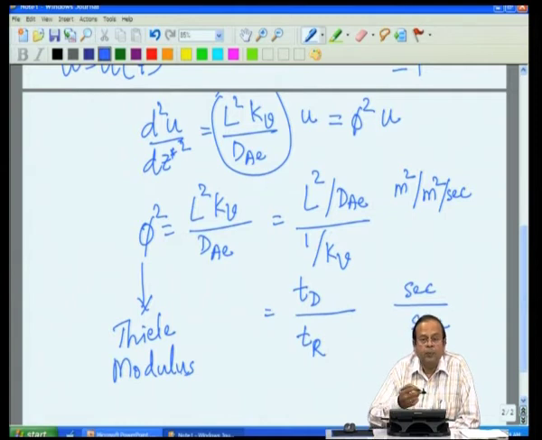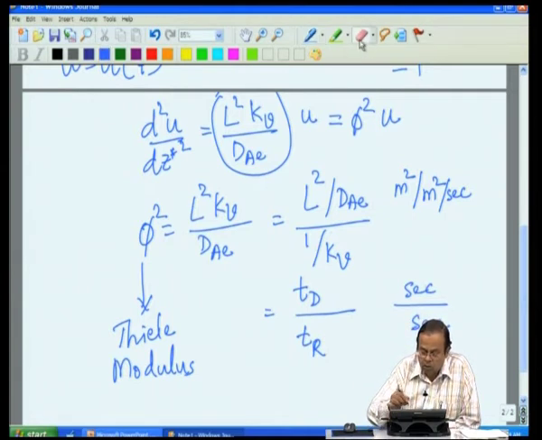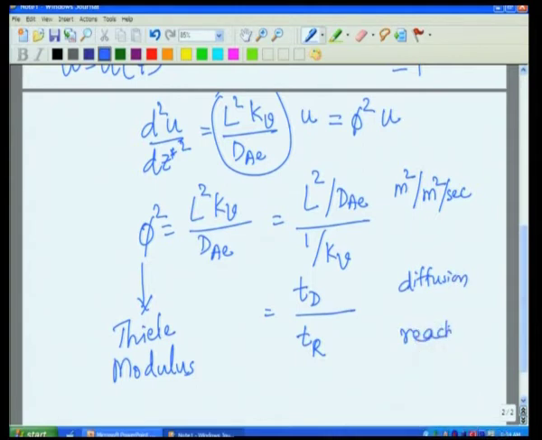It means that our Thiele modulus is actually comparing two different phenomena, diffusion and reaction, and that is natural because these are the two phenomena occurring, diffusion with chemical reaction. So, the Thiele modulus is actually the ratio of diffusion time to reaction time.